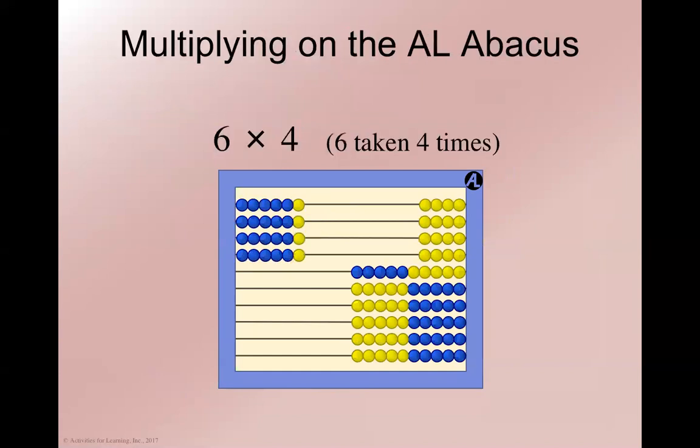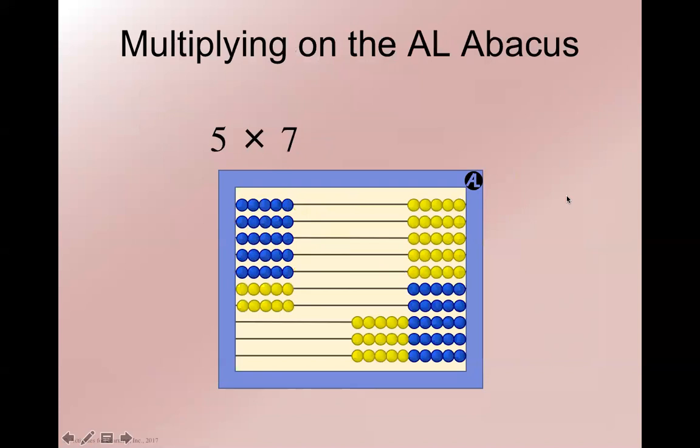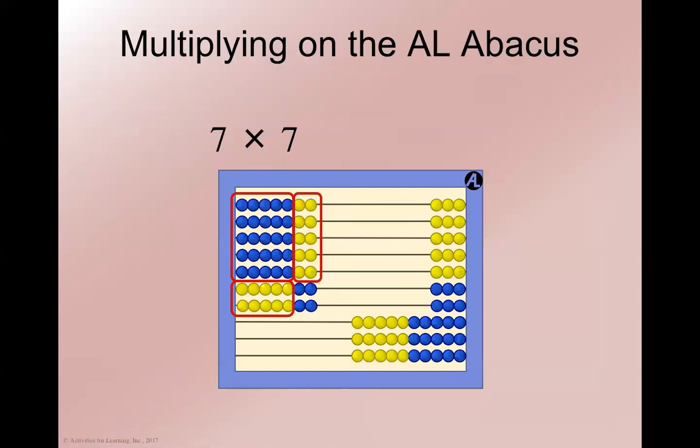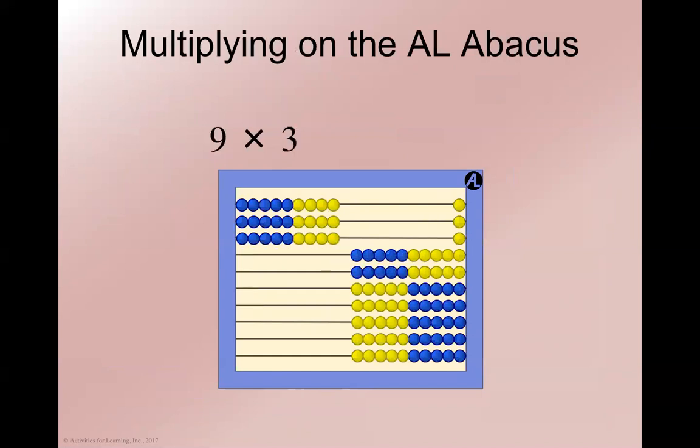Okay, what about multiplication? 6 times 4. Well, we can see right here, I have 2 groups of 5. There's 10, 20, and the 4 yellow make 24. What about 5 times 7? Same thing, 10, 20, 30. Oh, 35. 7 times 7. Okay, by this point we know that 5 times 5 is 25, 35, 45, 49. Okay, and last one, 9 times 3.